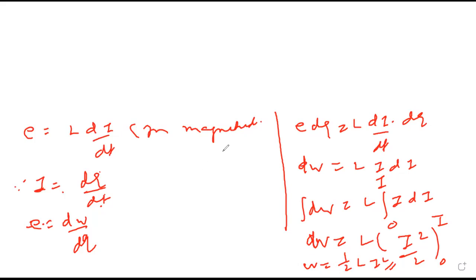Yes, sir. Look, in this you have to first keep in mind that E into dQ is work done. So wherever you see dQ upon dT, you can write I. Wherever you see dW, you can write E dQ. So I just multiplied with dQ both sides. So I know it is dW, and dQ by dT is nothing but I.